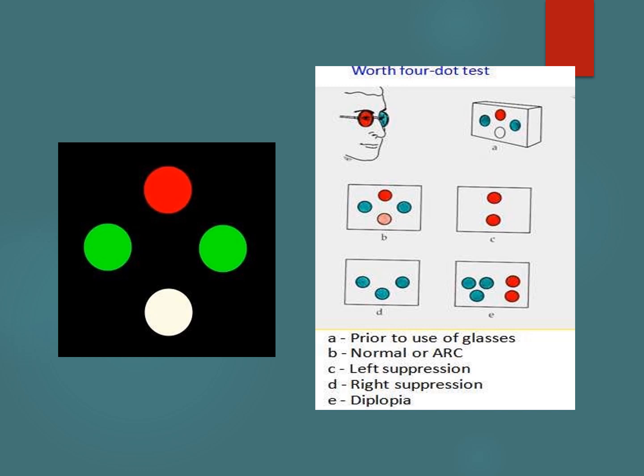So when the patient sees 2 red and 2 green, the patient has normal binocular single vision. If the patient sees 2 red lights, it means that the left eye is suppressed. That's why he is seeing only the white and red light. If the patient sees 3 green lights, it means that the patient is seeing through the left eye and the right eye is suppressed. And if the patient alternately sees 3 green or 2 red, it means that the patient has diplopia.